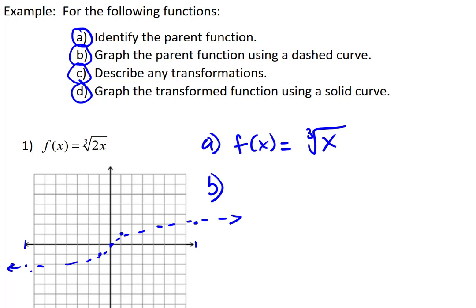which should resemble the parent function we started with in the introduction video to this. It's kind of like a stretched out S horizontally. So there's our parent function graph. Now, next, let's identify how this function is being transformed.